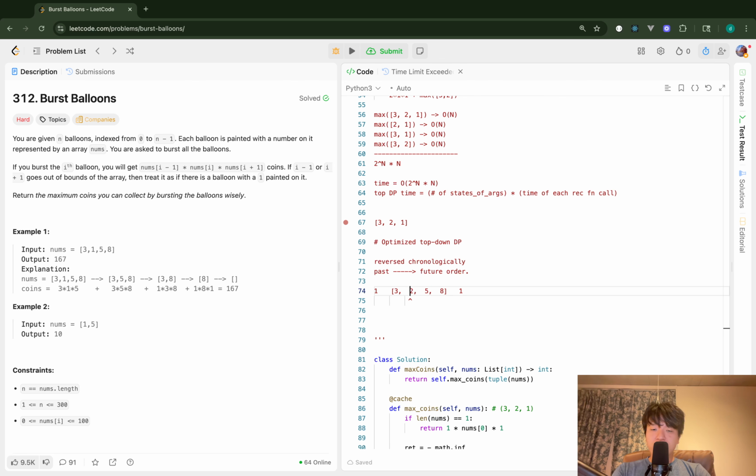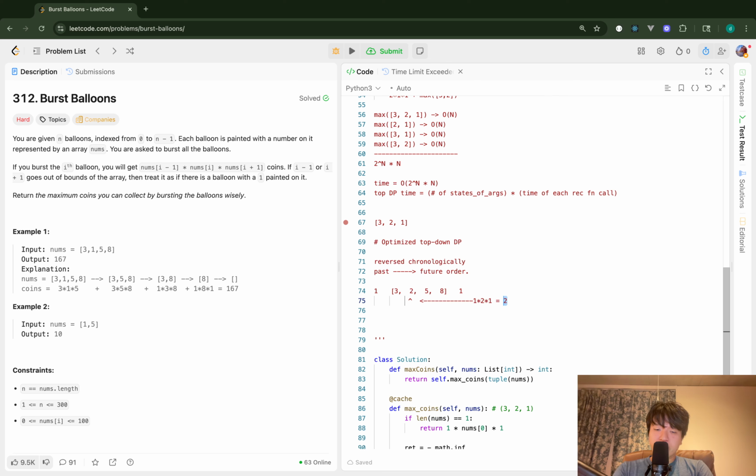I will think of the case in which this number 2 is burst in the end. In that case, I can calculate how many coins I can get from this 2. It is 1 times 2 times 1, which is 2. Because 3 has been burst already, and 5 and 8 have been burst already, because 2 is the last one.